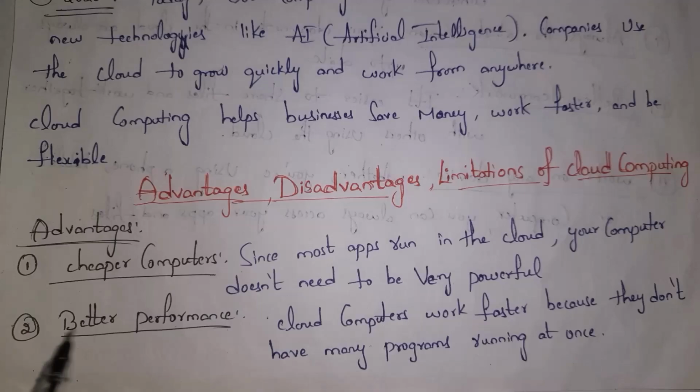And the second one is better performance. Guys, normally in cloud, computers will work faster and give better performance. Cloud computers work faster because they don't have many programs running at once. Normally in our personal computer, we keep various kinds of things like movies, games, songs, etc. Whereas in cloud, we rent a computer only for a particular purpose. So cloud computers do not contain so many things. That is why they give better performance.